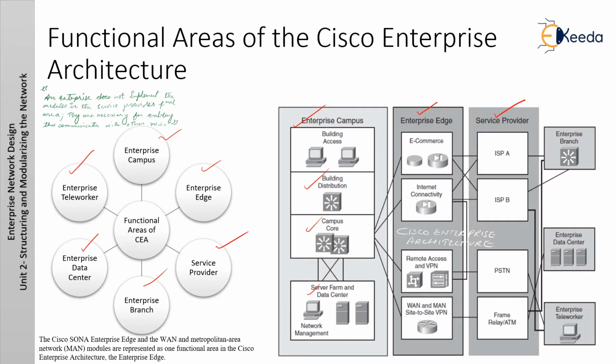Enterprise teleworker is also there, enterprise data center and enterprise branches are also there. So the dark shaded shows the module or functional areas associated with Cisco Enterprise architecture. The Cisco Enterprise Campus architecture combines a core infrastructure, intelligent switching, and routing with tightly integrated productivity-enhancing technologies including Cisco Unified Communication, Mobility, and advanced security.